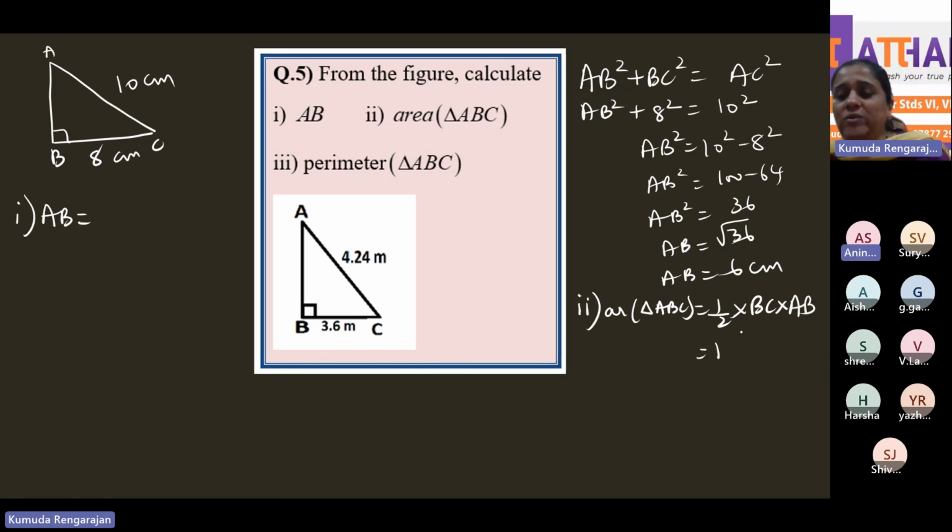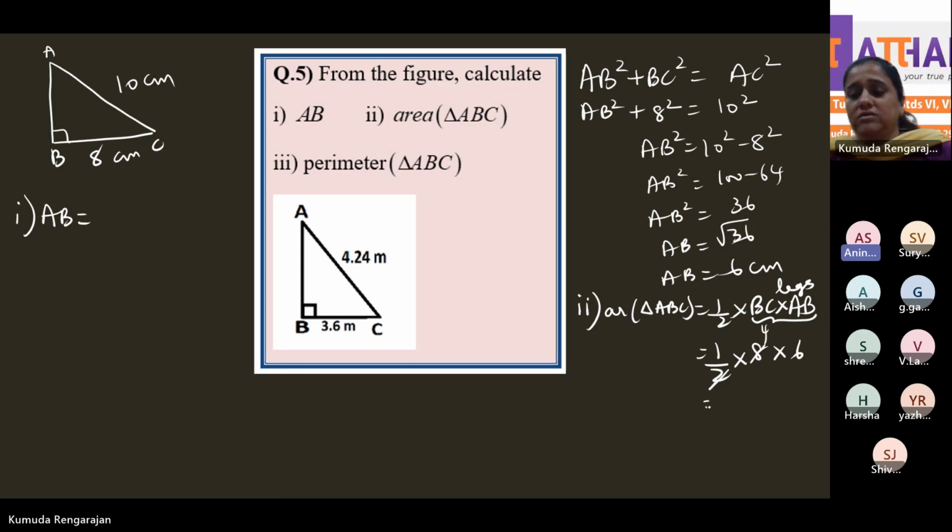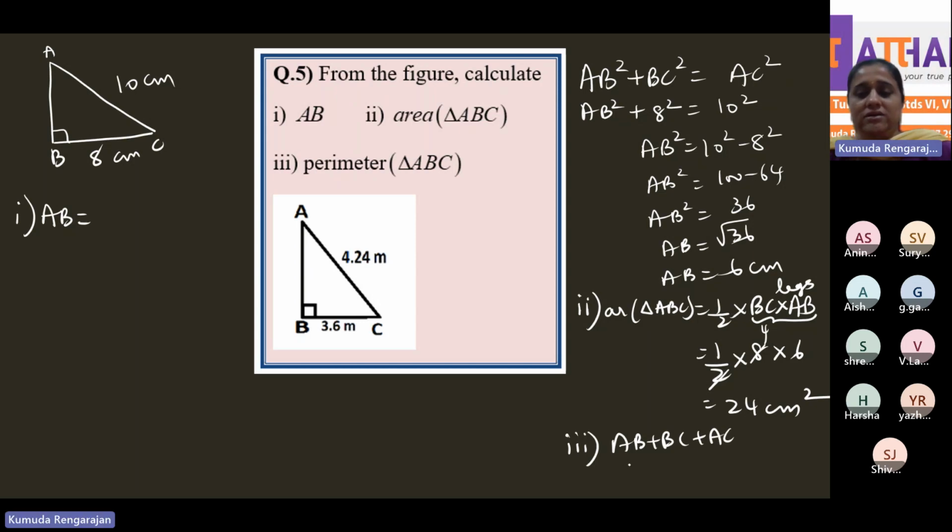Then, in other words, these are the legs. We put the values now. So half into BC is 8, into AB is 6. So we cancel out and then we get 24. Correct. 24 centimeter square. Then perimeter. How do you find the perimeter? The sum of the three sides. AB plus BC plus AC is the perimeter. So that's going to be 6 plus 8 plus 10, 24 centimeter.